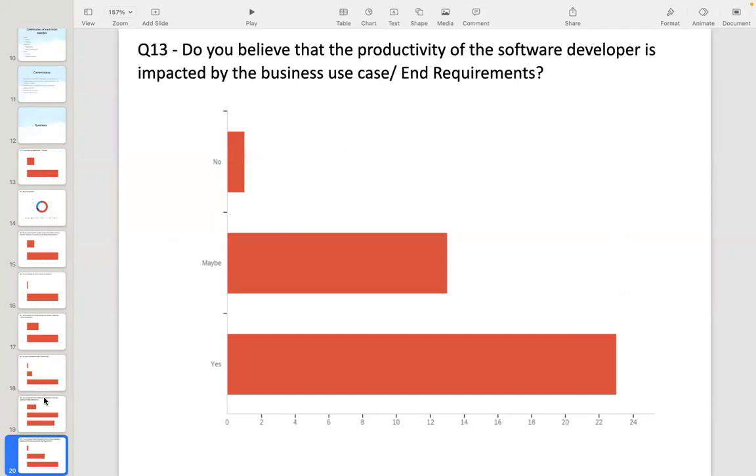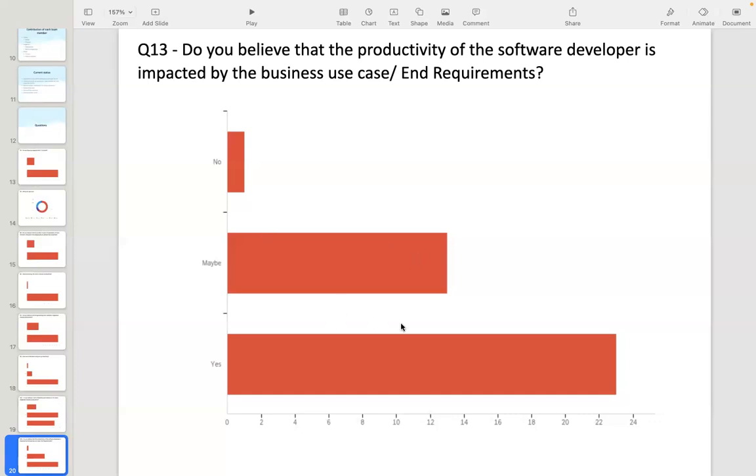This question is something that we added from our personal experience. We have seen that most of the time the end requirements from the clients are not clear. We don't feel like working, we don't feel like giving our 100% to the project, because the client himself, or the business person himself, is not aware of what he's expecting from us. Most people agree with us in this matter, but a lot of people also said that it depends and they are not sure whether it affects productivity.